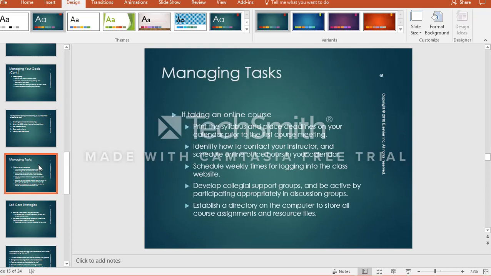Okay, so here are some management skills for online courses, which apply to both you and me. Make sure you print your syllabus and place deadlines on your calendar, prioritize your first course meetings, identify how to contact your instructor, and schedule online office hours, schedule weekly times for logging into your class, develop support groups, establish a directory on the computer. And in this course, you have your schedule. It's already up and ready for you to print, so you'll know the dates, the times, everything for the entire 7-week course for this program, which is really helpful to know.